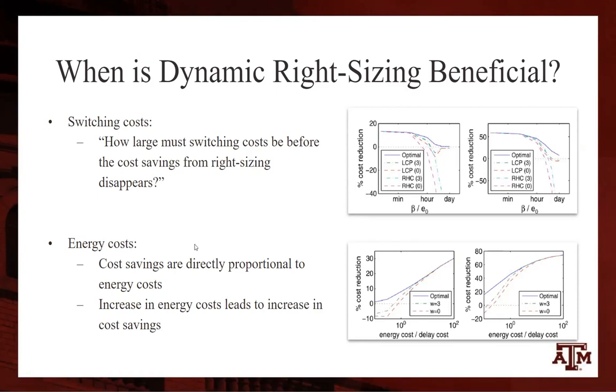So first let's take a look at switching costs. On the left, we have data for the Hotmail trace, and we can see that significant cost savings are possible as long as the switching costs are not too extreme, that is to the extent of an hour or a day or even longer. And in case of energy costs, it can be observed that the cost savings increase with an increase in energy costs, which is very intuitive. So both traces show that significant gains are possible as energy costs increase from the order of 10 to the power 0 to 10 to the power 2.